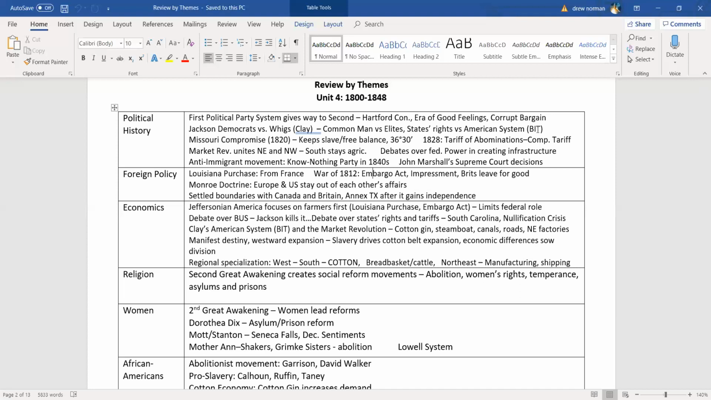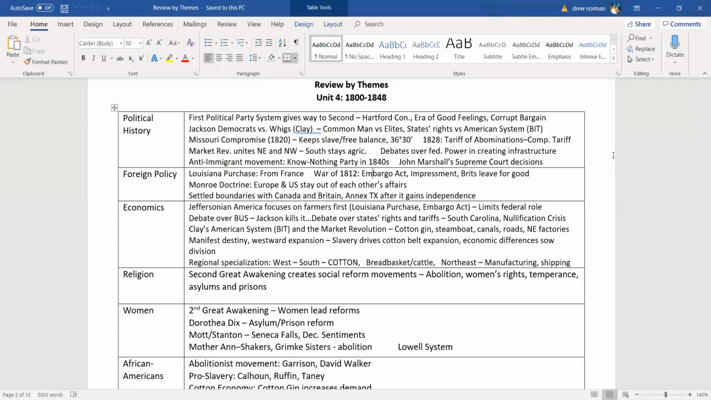Politically, this fits into politics because Henry Clay champions it with his American system. But the market revolution unites the Northeast, which was industrial, and the Northwest because they have infrastructure connecting them. The market revolution had canals and steamboats, and that connected the northern part of our country much more than the South was connected. So the South stays agricultural, while the Northeast and Northwest separate themselves from them because of their developments.